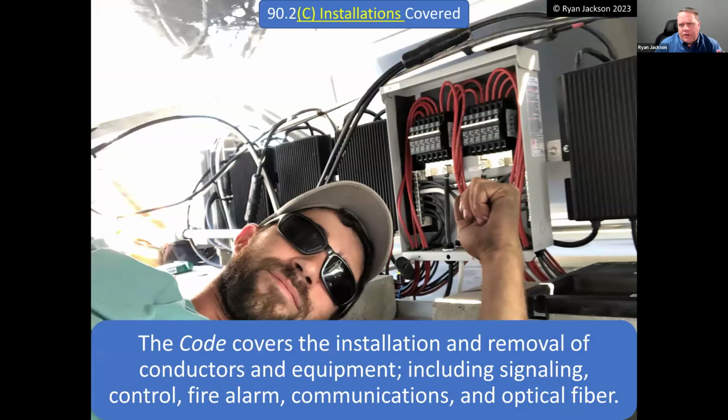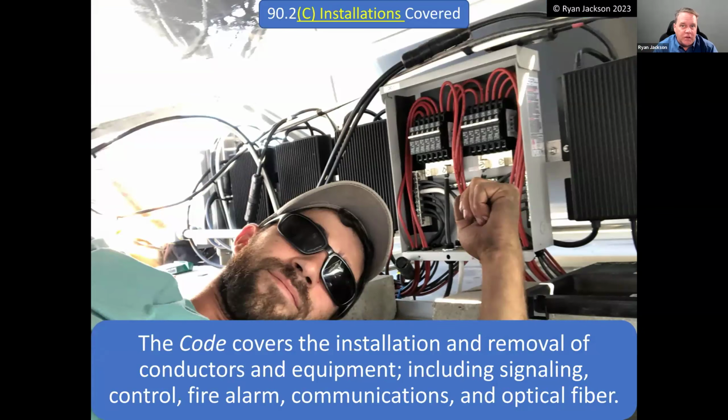90.2C, what does the code cover? Super important section here. The code covers the installation and removal of conductors and equipment, including signaling, control, fire alarm, communication, optical fiber. The key word here, and in my opinion, perhaps the most important word in the entire book, is installation. The code covers installation.